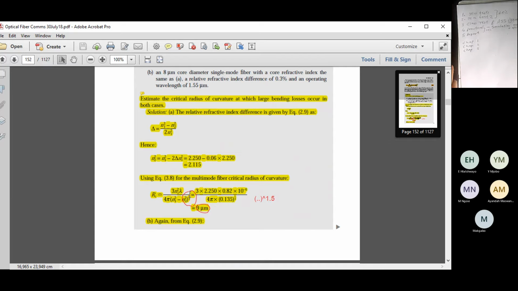So in your own files, if you download this book or buy it, just write in pencil. There's a small mistake in this example. Go and calculate this, then you'll see.